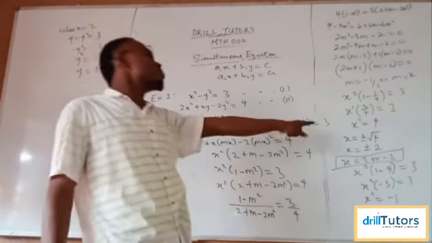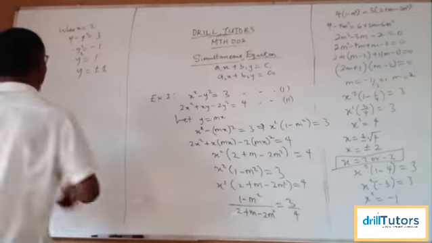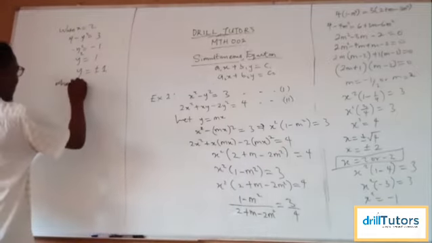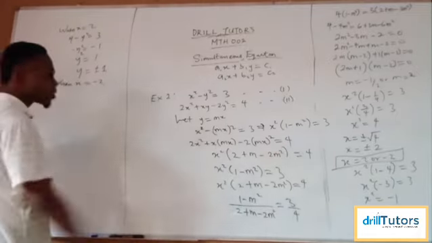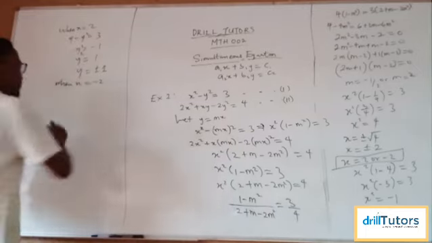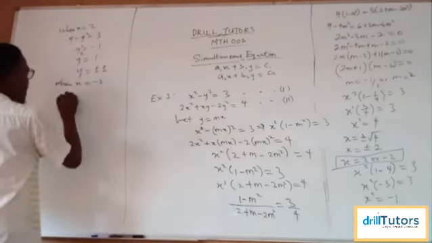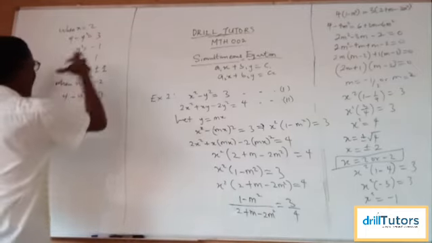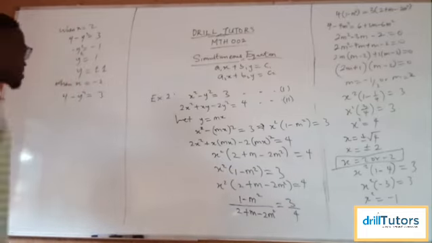Now, when x is equal to minus 2, what will that give me? We are simply going to have 4 minus y squared to be equal to 3. Virtually the same result. Are you getting it?